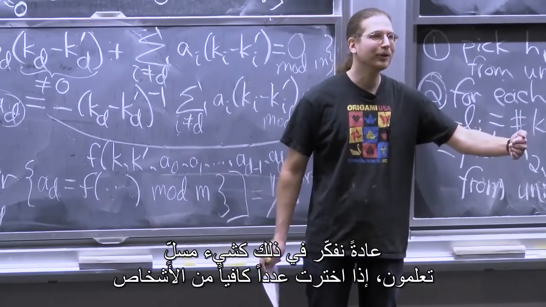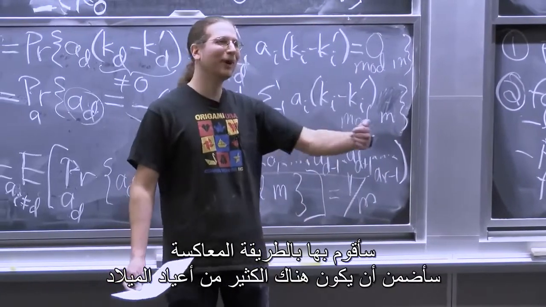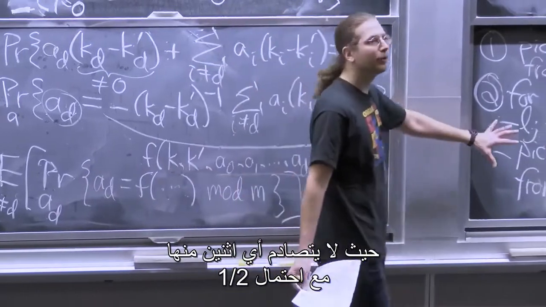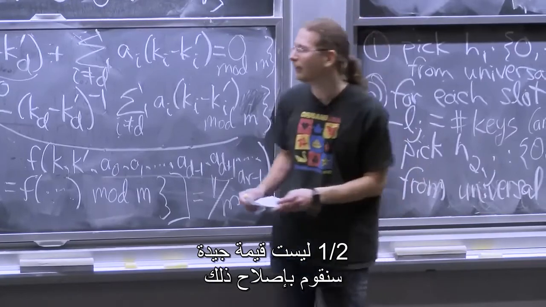Normally, we think of that as a funny thing. If I choose a fair number of people, then I get immediately a collision. I'm going to do it the opposite way. I'm going to guarantee that there are so many birthdays that no two of them will collide with probability of half. Now, half's not great. We're going to fix that.